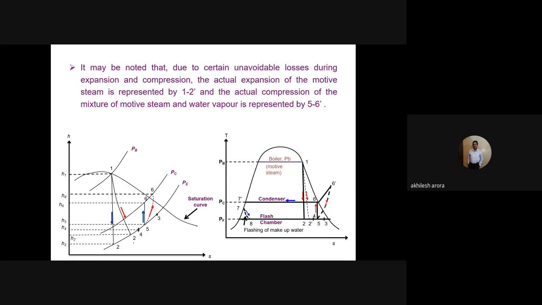It may be noted that due to certain unavoidable losses during expansion and compression, the actual expansion of the motive steam is represented by 1 to 2 dash. I already told you, it will be 1 to 2 dash, it is not isentropic. The actual compression will be represented by 5 to 6 dash, because it is not isentropic.